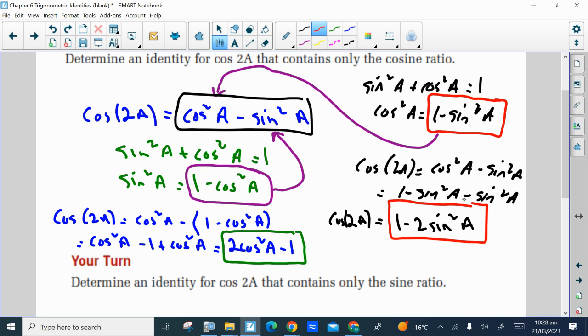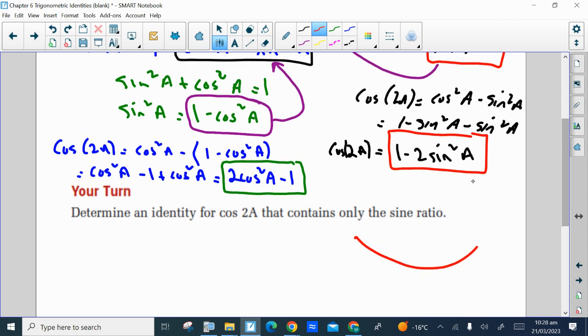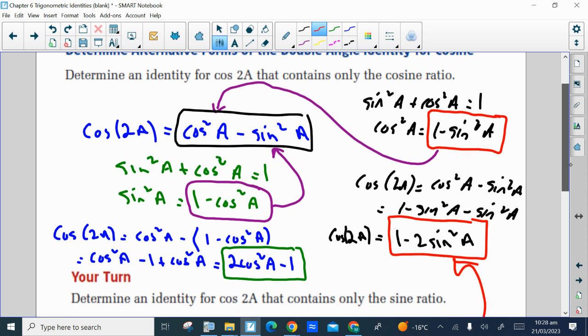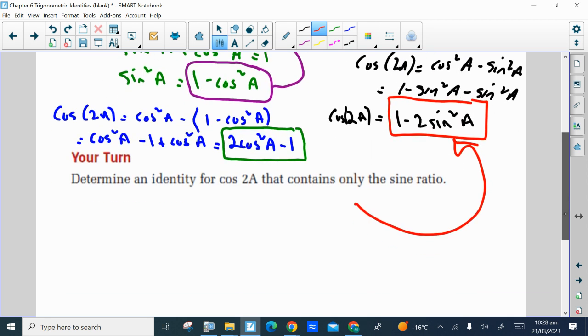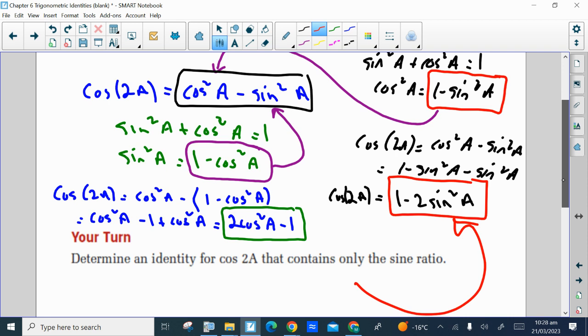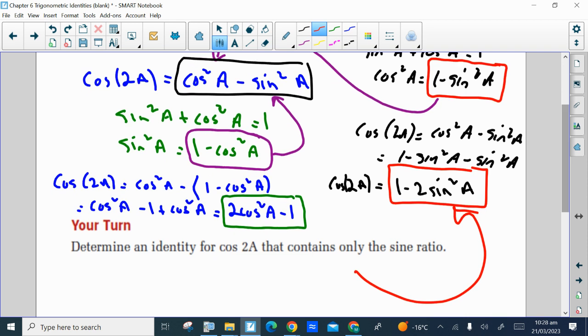So I've already answered the one below. The one that only involves the sine ratio is 1 minus 2 sine squared a. The one that only involves the cosine ratio is 2 cos squared a minus 1. Okay, so one of them involves both, the original. Again, these are the double angle identities for cos 2a.